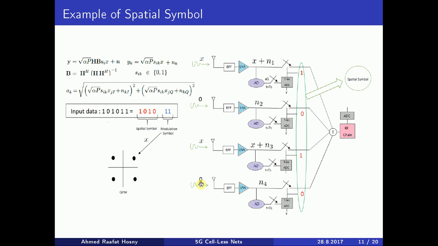Now, how to detect the spatial symbol? The amplitude detector can measure the amplitude of the RF signal at the millimeter wave frequency band. After that, we compare this amplitude with a predefined threshold through the 1-bit ADC. If the amplitude is greater than the threshold, the detected bit is 1, otherwise the detected bit is 0. In this way, we can recover the spatial symbol.